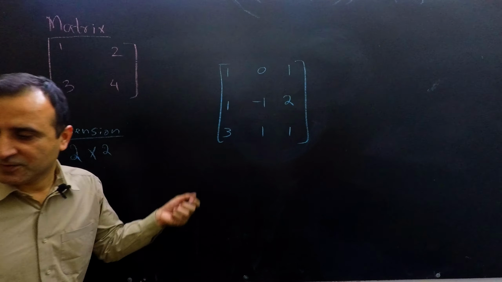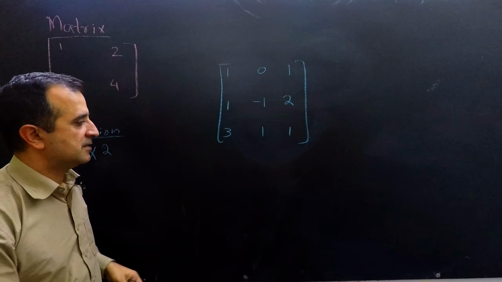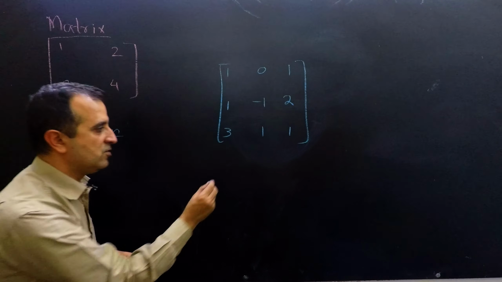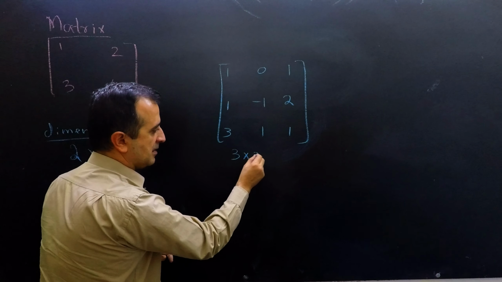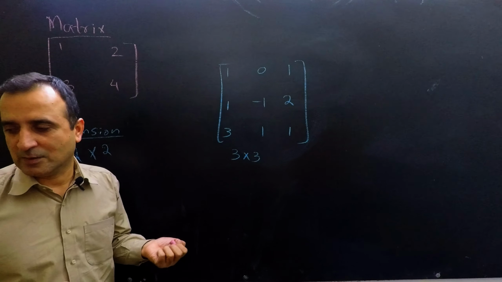So what are the dimensions of this matrix? How many rows does it have? 3 rows and 3 columns. Very good. It has a dimension of 3 times 3. So let's do another example, right?